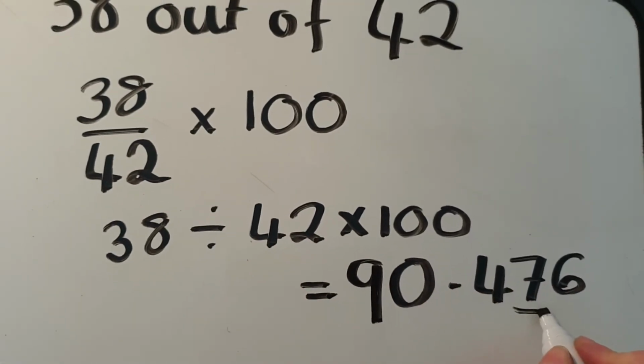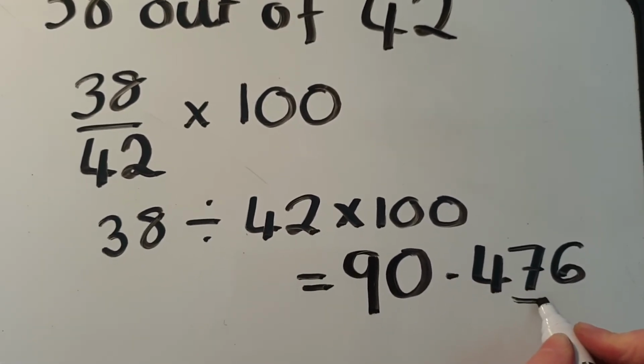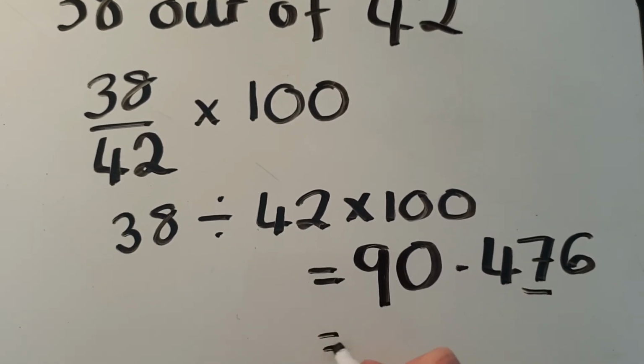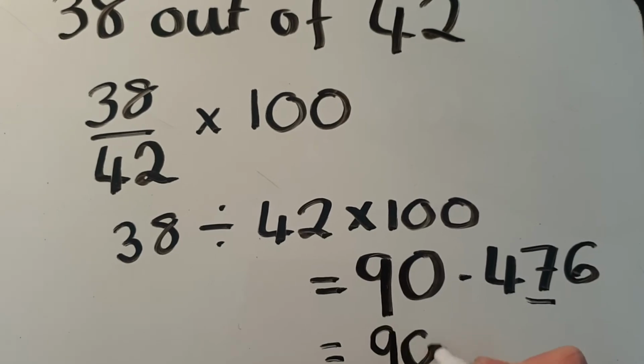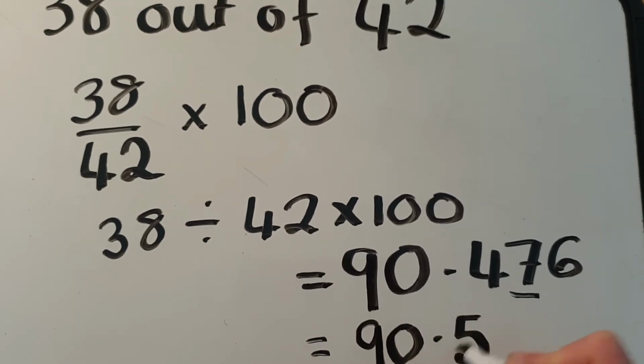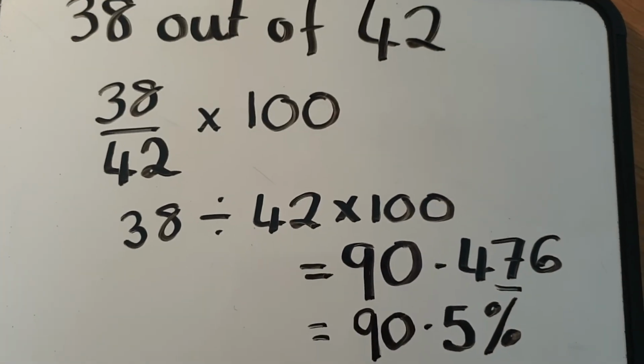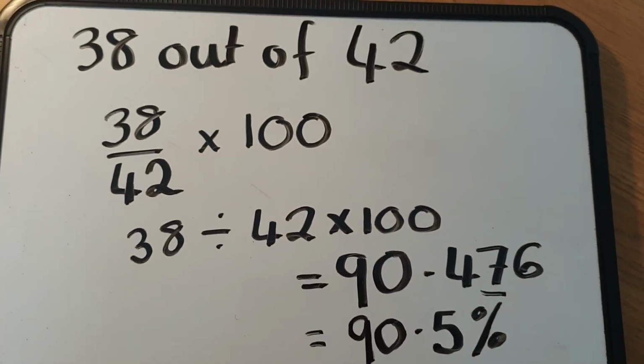So you need to check the 7. Is the 7 a big number? It's a big number if it's 5 or higher. So yes, it's a big number. We're going to have to round up. So the answer would be 90.5%. So when you get lots of decimals, just round it up to one decimal place.